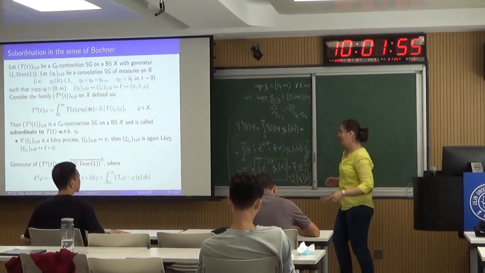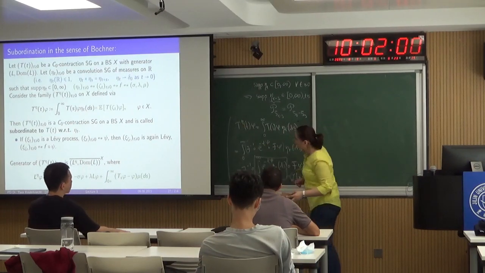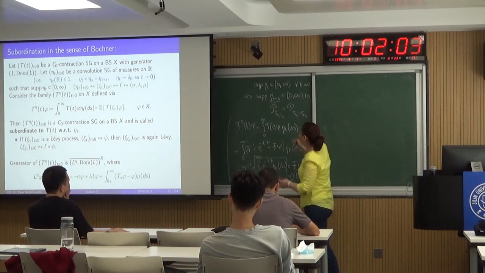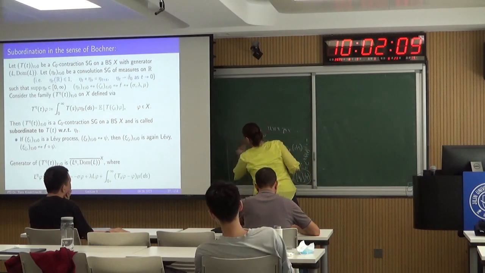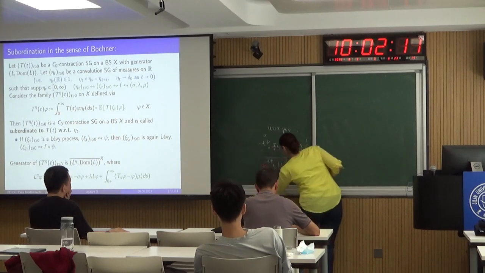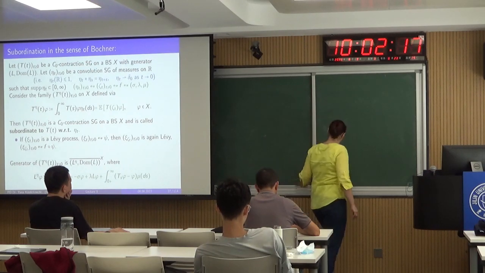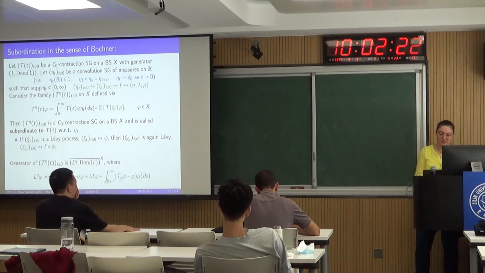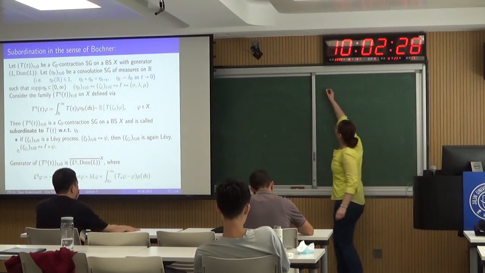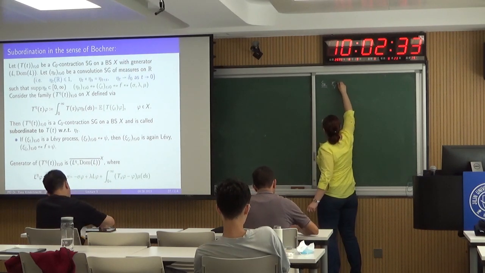We already mentioned the subordination of Brownian motion and the beta stable subordinator. I will verify it right now. So, here is an example which corresponds to this statement. As a Levy process, I take Brownian motion.